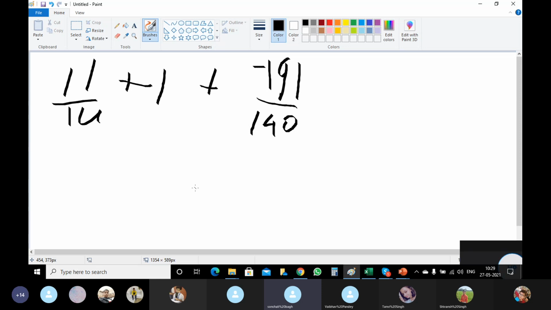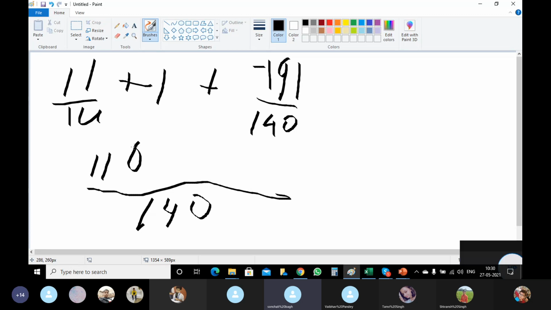So all the three set numbers are different. Now we can see one of each. Yes or no? So what I will be doing? Now the LCM is 140. 14 and 40 is 140. So 110, 140, and minus 191. Yes or no?